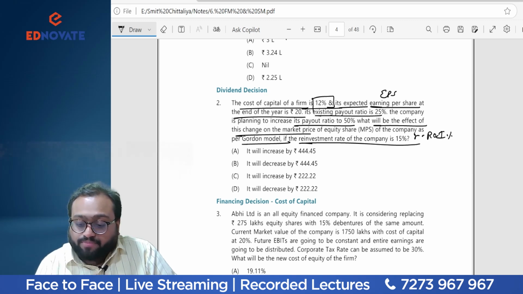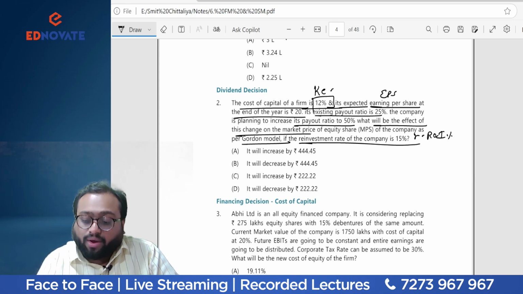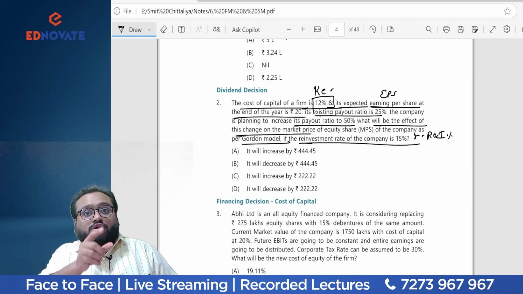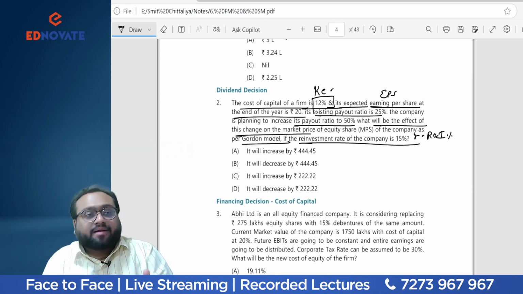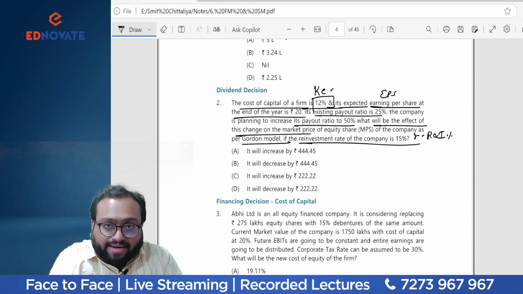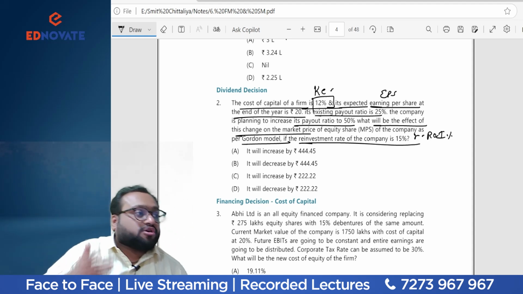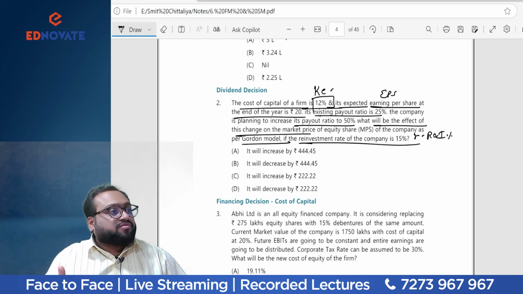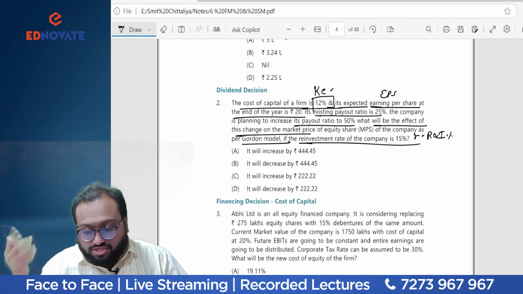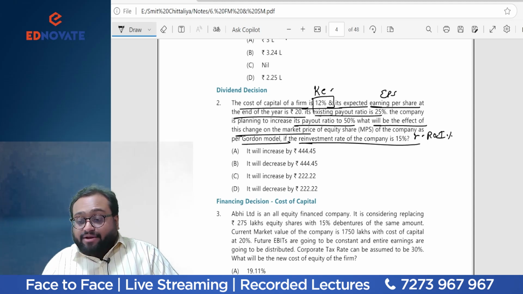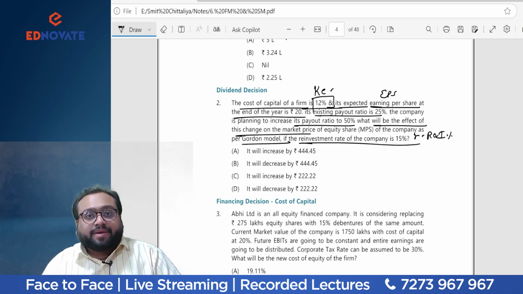Now what is this 12%? Of course it will be K. Sir, why K? Because they have written the cost of capital, and cost of capital comprises KD, KE, KP, KR. But here no information is given with respect to KD, KP, KR. So here the cost of the firm is nothing but the K, the amount invested by the equity shareholders. And I need to find out the change in market price due to change in dividend payout ratio.